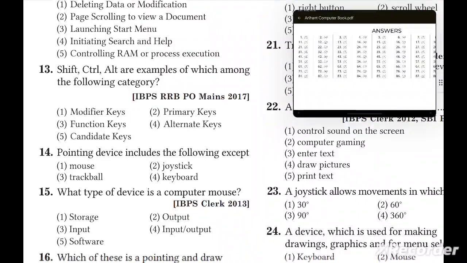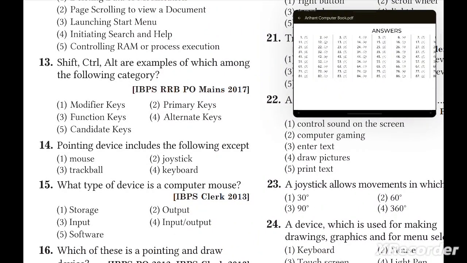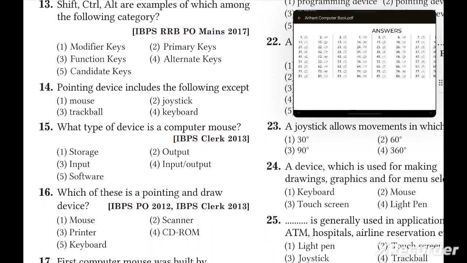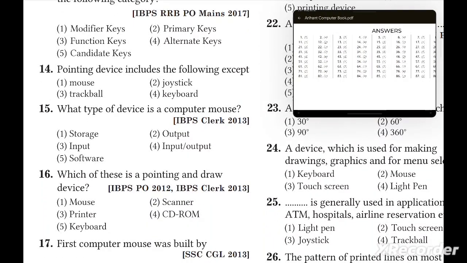Next question, shift, control, alt are examples of which among the following category? First, modifier keys; second, primary keys; third, function keys; fourth, alternate keys; fifth, candidate keys. The correct answer is first, modifier keys. Next, pointing device includes the following except: first, mouse; second, joystick; third, trackball; fourth, keyboard. The correct answer is fourth, keyboard.